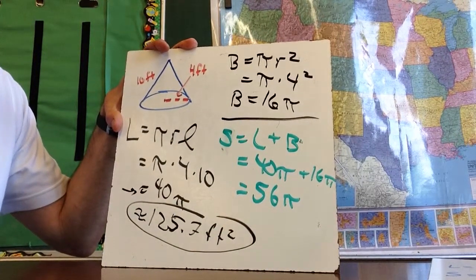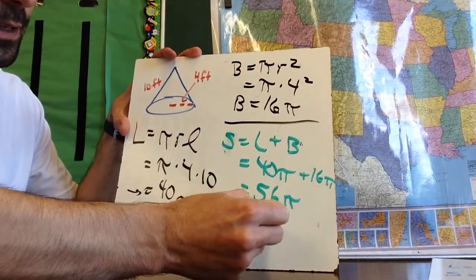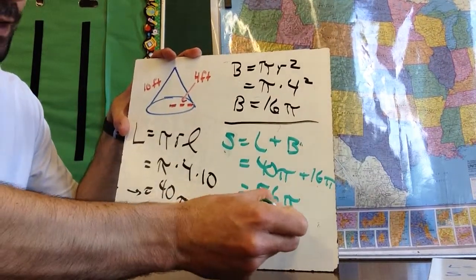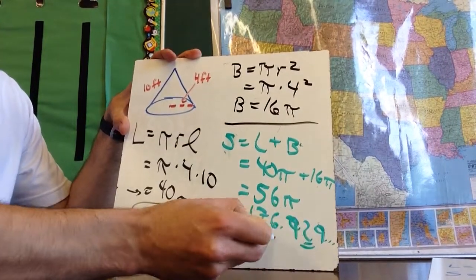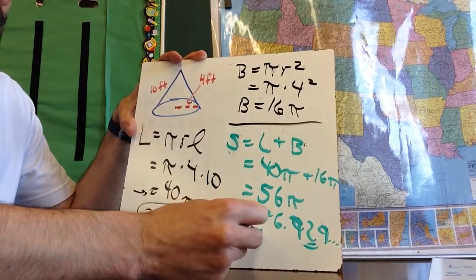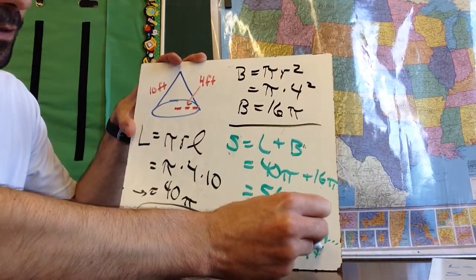So I'm going to go 56 times pi, and now you get 176.929, that's a 9, sorry, dot dot dot, which means this 2 tells me I should leave it the same. So my surface area is 176.9 square feet.